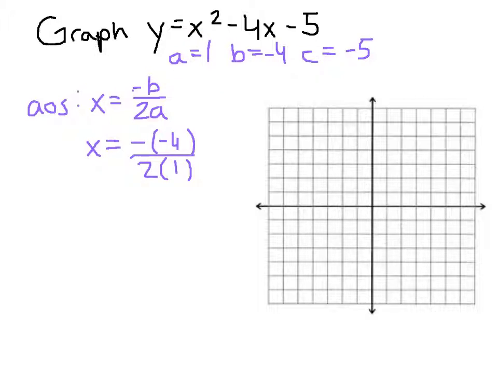So when I simplify this, I'm going to get 4 over 2, because a negative times a negative is a +4, and that's going to simplify to 2. But 2 is not the answer. x equals 2 is the axis of symmetry because it is an equation, not a number. So this right here is a vertical line that goes through the x-axis at 2.